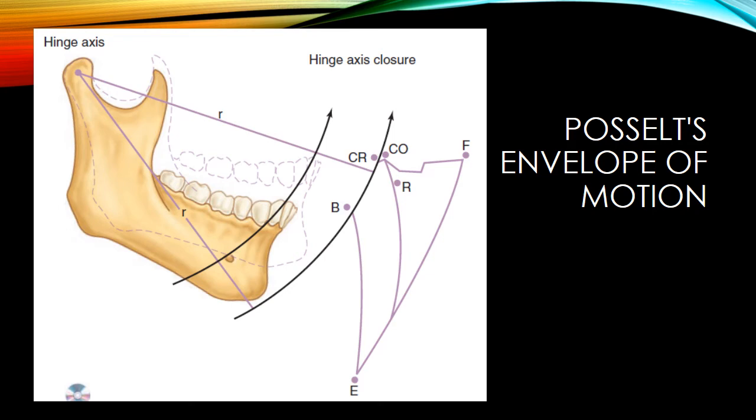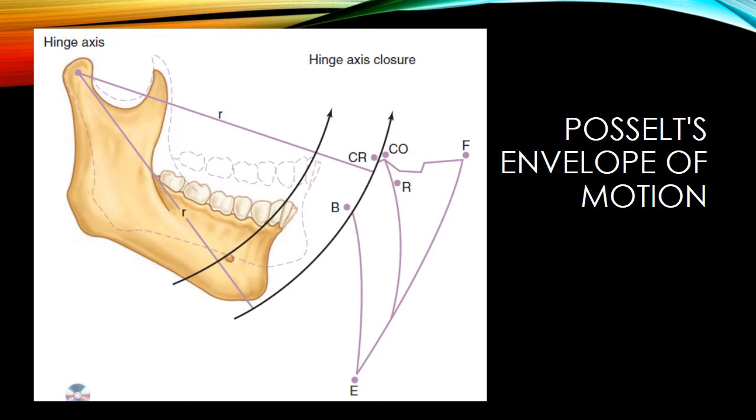So CO is the centric occlusion. CR is the centric relation. R is the rest position. So you can see here that the CO or centric occlusion is different from the rest position. This space here is the freeway space. E refers to the maximum opening, F maximum protrusion.